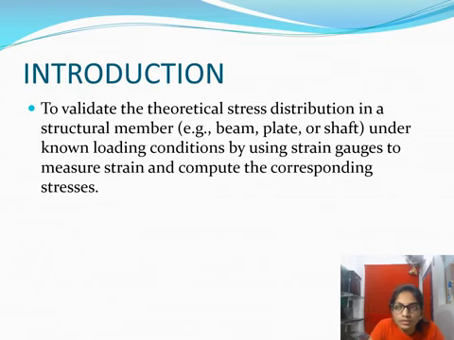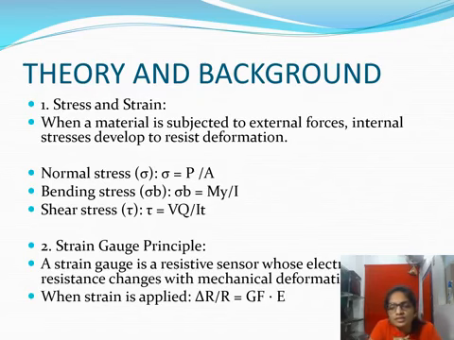What is a strain gauge? It is a device to measure strain to validate the theoretical stress distribution in a structural member, for example a beam, plate, or shaft under a loading condition. By measuring the strain, we compute the corresponding stresses. What are stress and strain? When a material is subjected to external force, internal stresses develop to resist deformation.